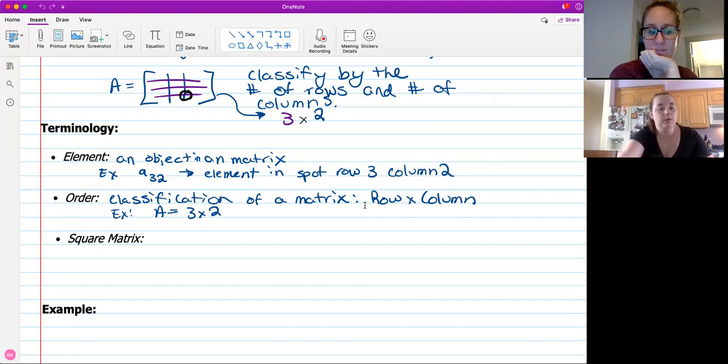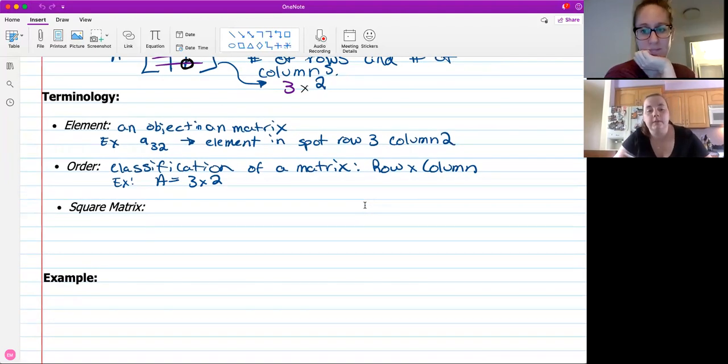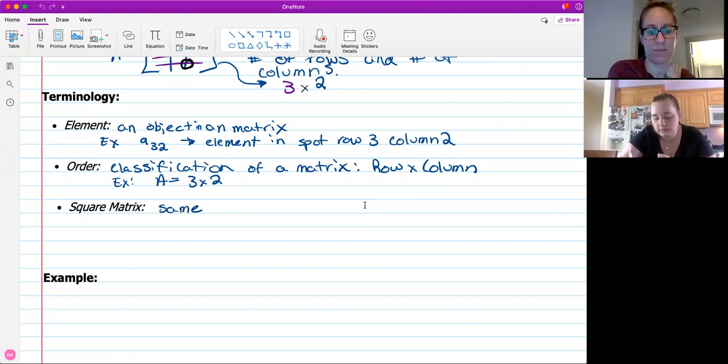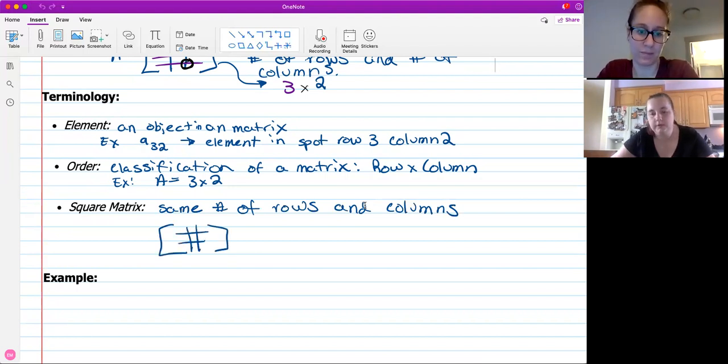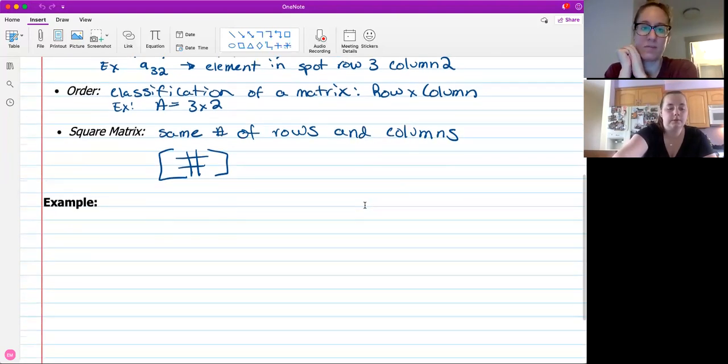And then a square matrix, you can probably guess by definition of a square. It's a matrix with the same number of rows and columns, because that is what a square is. So that would be a matrix like 2 rows, 2 columns, and you have a square matrix. Straightforward. If it has the same number of rows and columns, it's a square matrix. Okay.